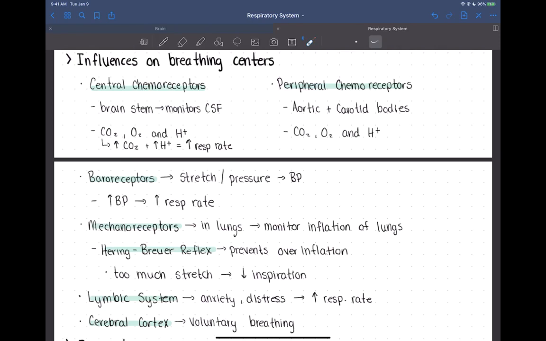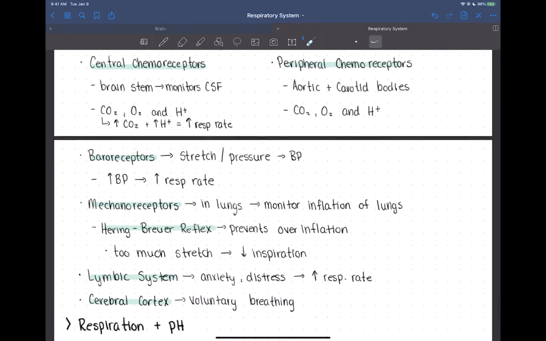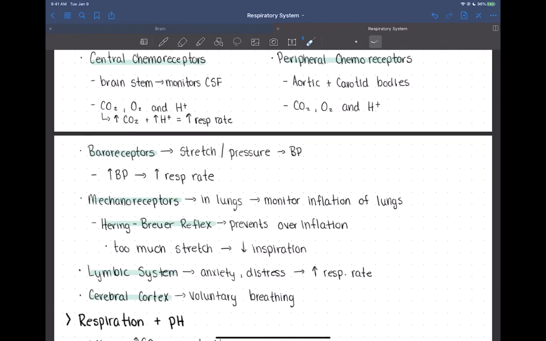Then we have peripheral chemoreceptors. These are the ones we're familiar with from when we talked about the heart. They're in the aortic and the carotid bodies. They're going to monitor the blood going to the head and to the systemic circulation, also for those same things, CO2, O2, and hydrogen. That's pretty straightforward. We dealt with similar receptors before.